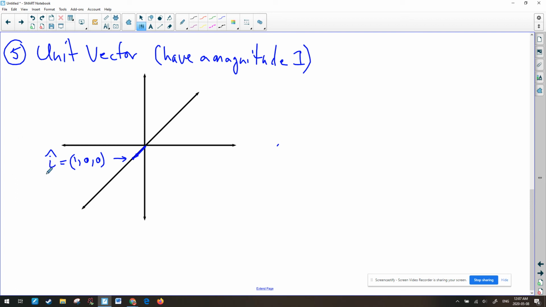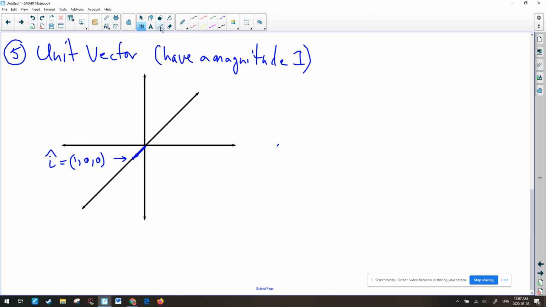It is reserved. It is 1, 0, 0. It is the unit vector that is collinear to the x-axis towards the positive side. So it is 1, 0, 0. Clearly it has a magnitude of 1, because if you take 1 squared plus 0 squared plus 0 squared, square rooted, you get 1. So it satisfies that it's a unit vector.